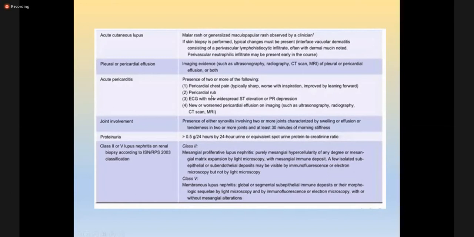On examination, you will find a pericardial rub, and an absent or muffled heart sound if there is coexisting effusion. But for pericarditis, you will find a rub because it's simply an inflamed pericardium rubbing against the parietal pericardium and producing the friction rub.